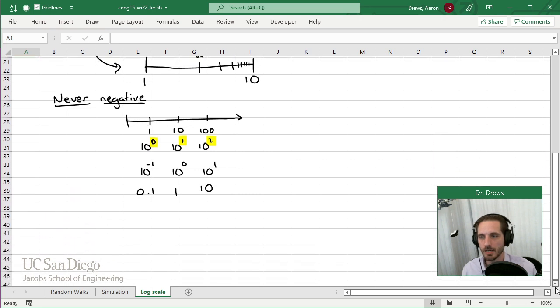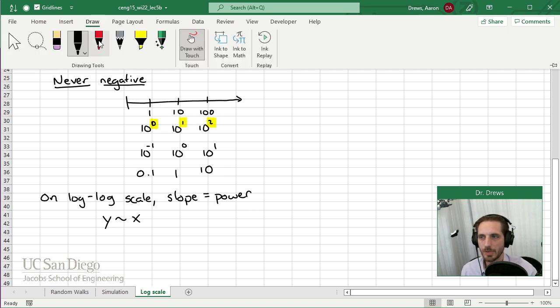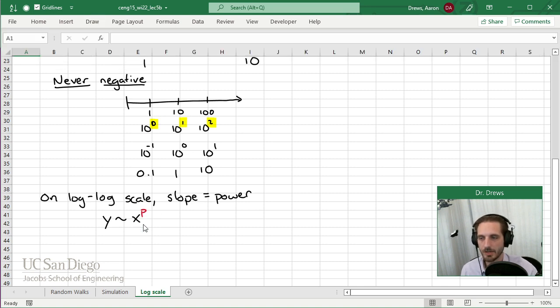The key feature, and the one that I want you to keep in mind, the one that will actually be of use on your homework, is that on a log-log scale, and when I say log-log, that means the x is on a log scale and the y is on a log scale, the slope is equal to the power. What I mean by that is that if on a log-log scale you have a relationship like y is related to x, then the slope is equal to the power of the x that's up here. So x raised to the p.